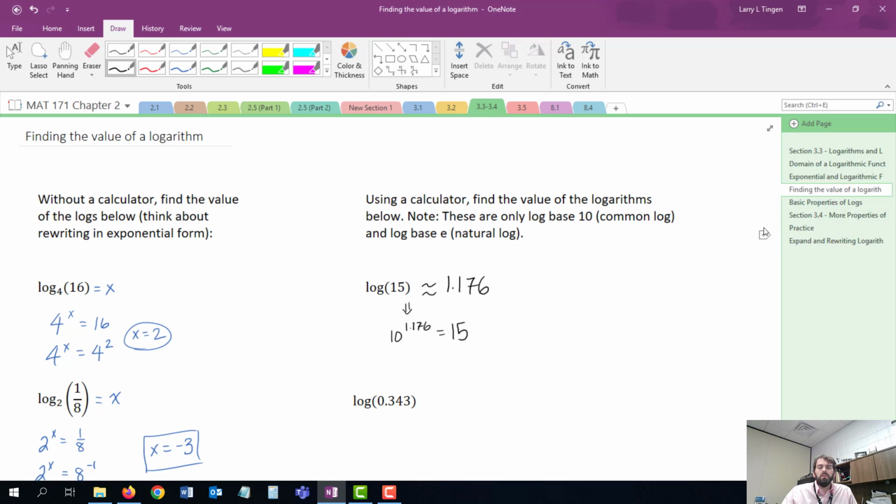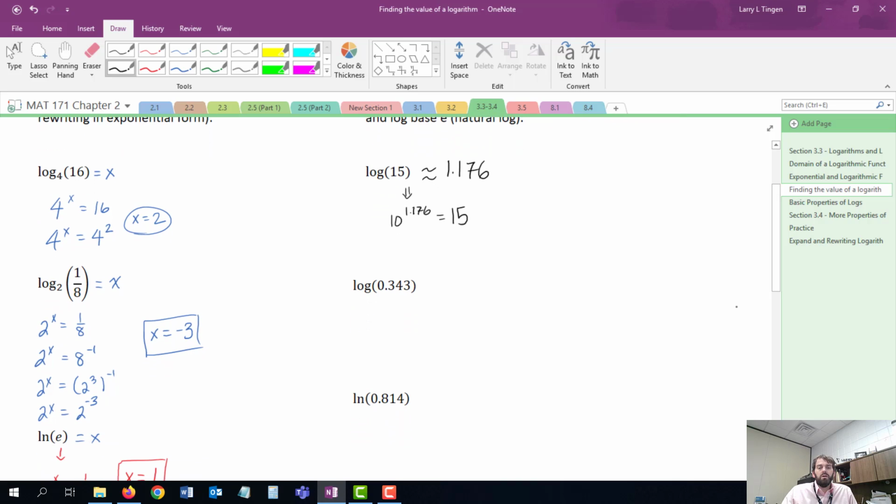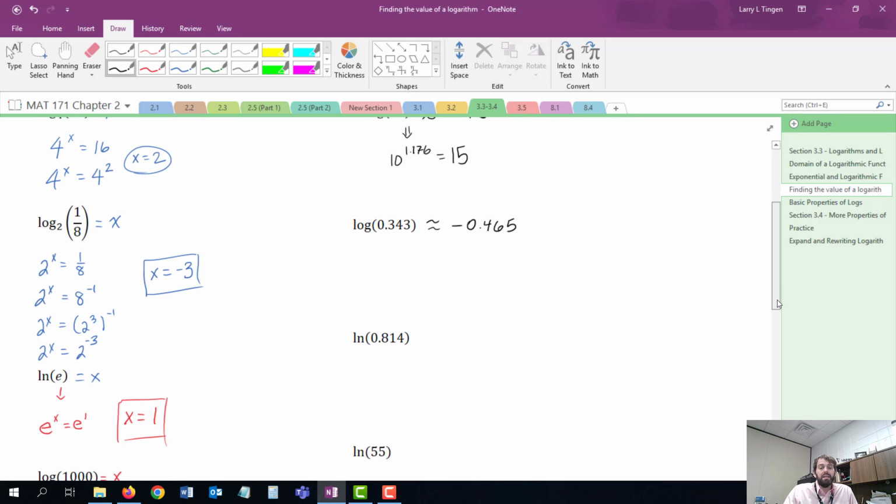All right. And then I got log of 0.343. That actually rounds to negative 0.465. These are estimates, so that is not going to be perfect. If you plug 10 to the 1.176 into a calculator, it's not going to give you exactly 15, but it's going to be super close. This one's negative. Why is that? Because I'm raising 10 to a power and getting a number that is less than 10. So the power has to be negative.